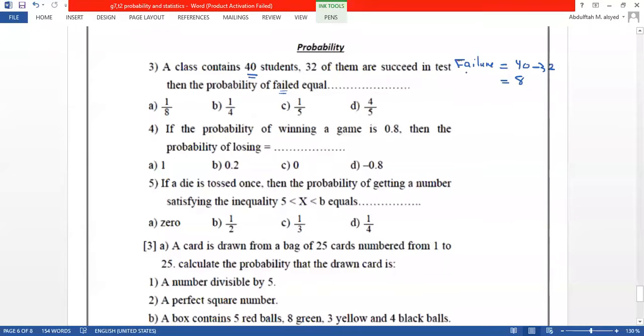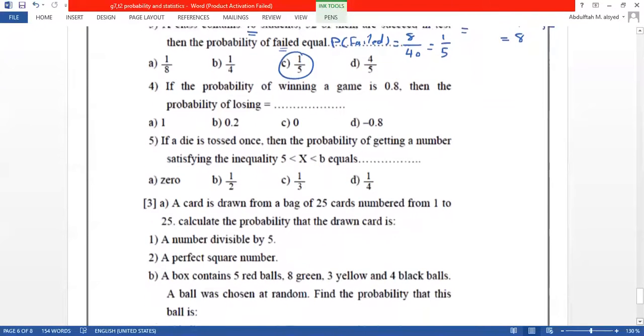Now we can find the probability of failed students. It equals the number of failed students, 8, over the total number, which is 40. By dividing by 8, 8 divided by 8 is 1, and 40 divided by 8 is 5. So the result will be 1 over 5.